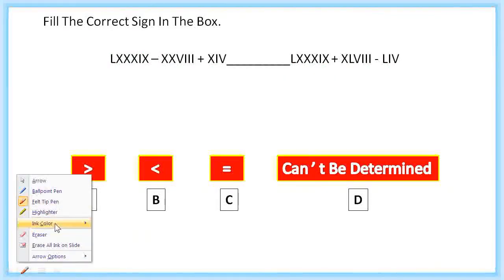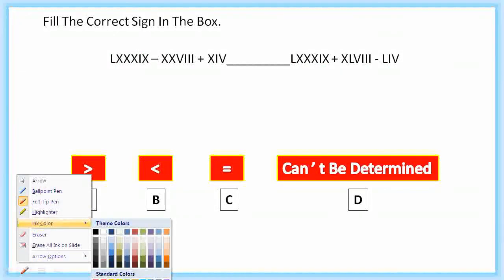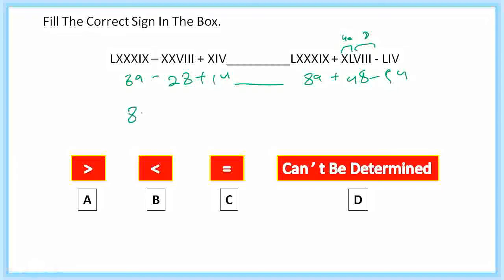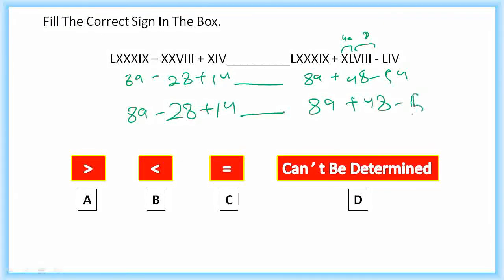Okay, I just cleared the whole diagram right now because I want to write it another way. So what it becomes: 89 minus 28 plus 14 is what? We get 89 plus XL, which is 40 and VIII which is 8, so 48, minus LIV, 54. So 89 minus 28 plus 14 becomes 89 plus 48 minus 54.